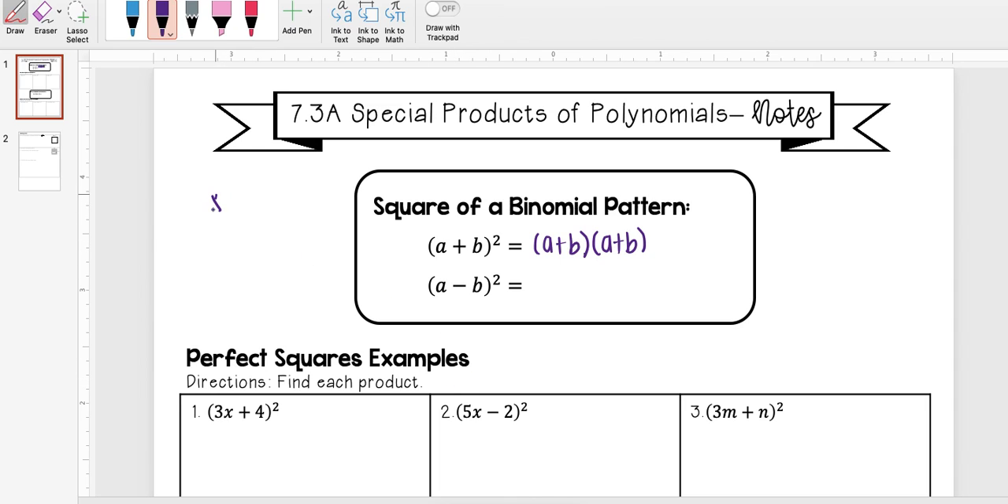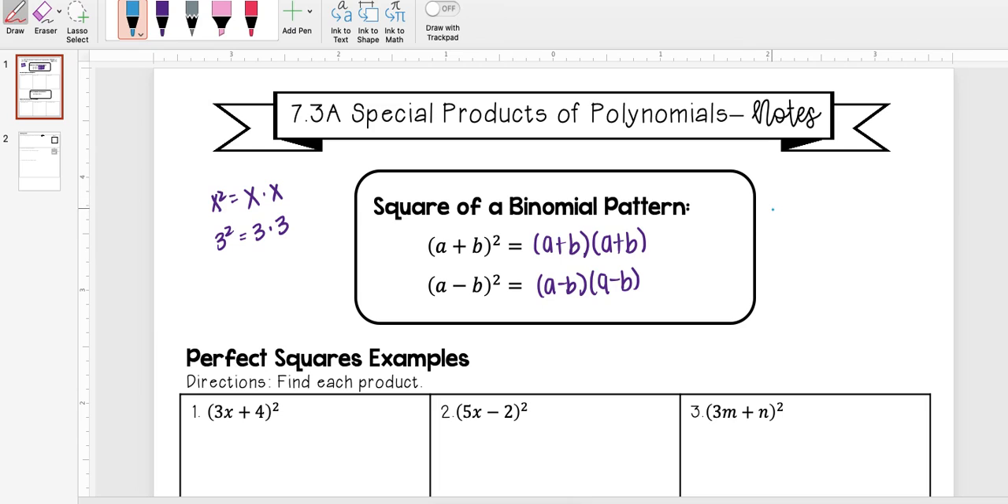Just like x squared is equal to x times x. 3 squared, I take that base, it's just the same thing as 3 times 3. A minus b squared would be a minus b times a minus b.